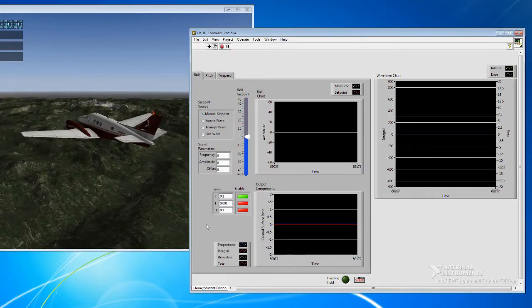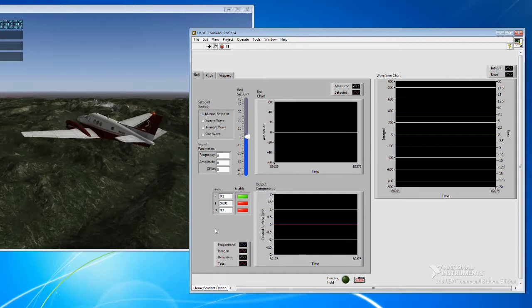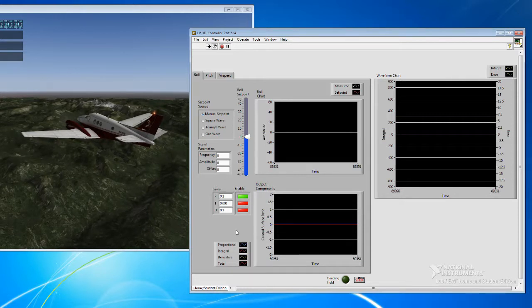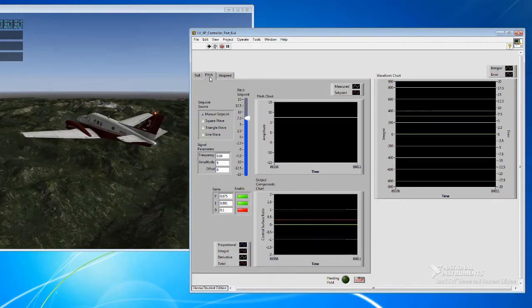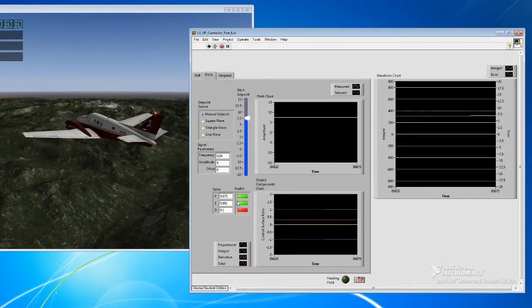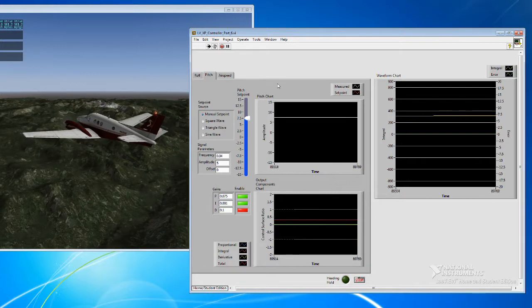So we wouldn't typically use an I term on its own. We would only normally use it in conjunction with a proportional term, but hopefully that makes it a little bit clearer what the I term does on its own.